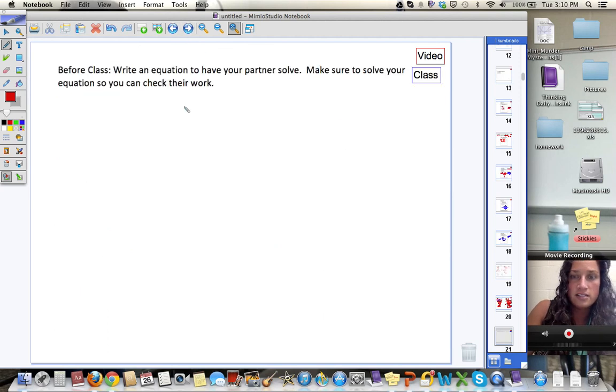So before class, you're going to write an equation that your partner, we're going to put you in partners, is solved. So make sure before you come to class that your equation actually works. I don't want it to be a no solution or an infinite solution. I want it to be one where it's like x equals 7. So make sure you check your problem before you do it.